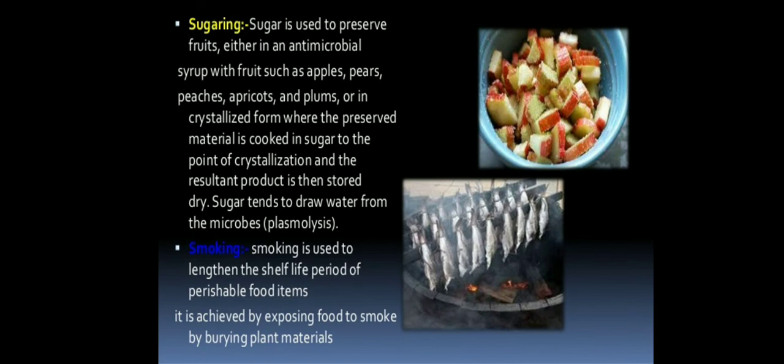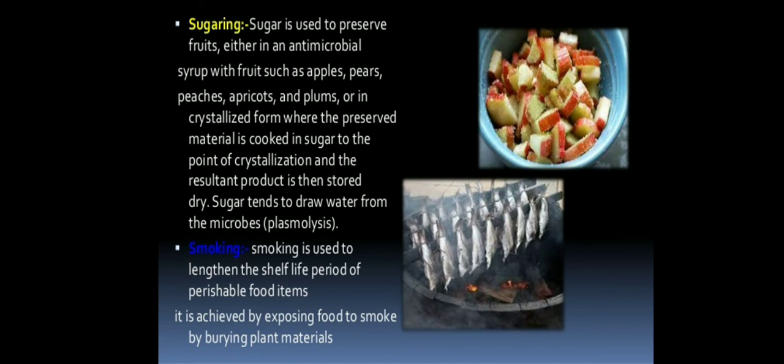Next is the sugaring. Sugar is used to preserve fruits either in an antimicrobial syrup with fruits such as apples, pears, peaches, apricot, plum, or in crystallized form where the preserved material is cooked in sugar to the point of crystallization and the resultant product is then stored dried. Sugar tends to draw water from the microbes, means plasmolysis करती है ये. Clear है? Next is the smoking.